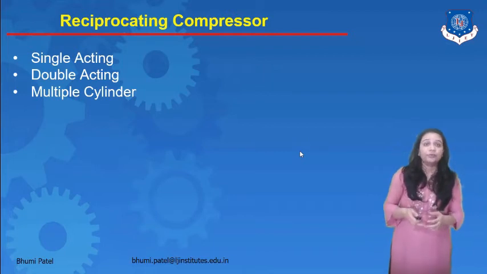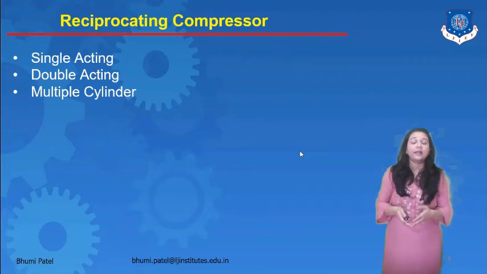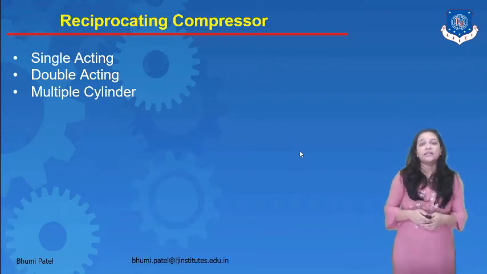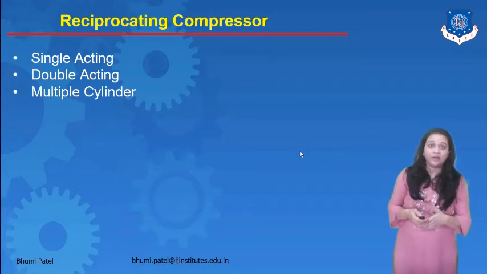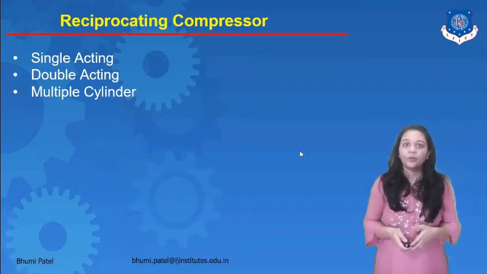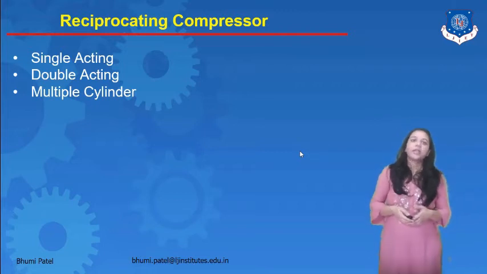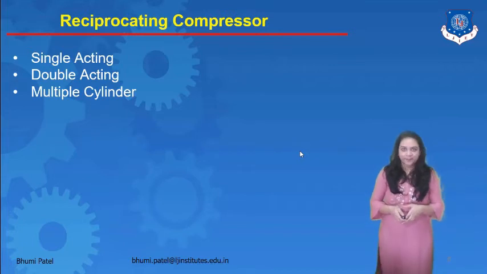So we can use a two-way compressor in the double acting. As you know, only one piston and one cylinder is used, and in the multiple cylinder we can use multiple cylinders in the same system. Depending upon the construction, reciprocating compressors are classified into three types.